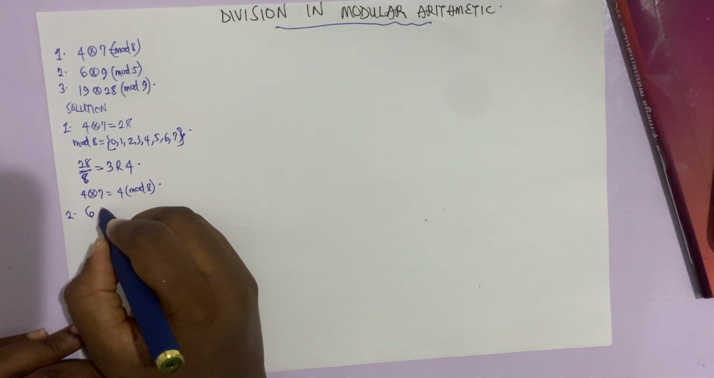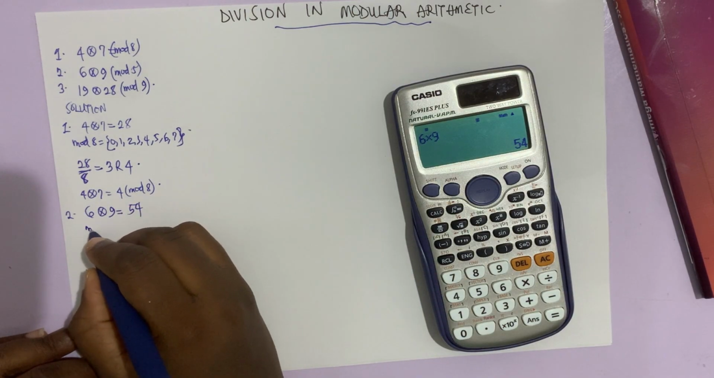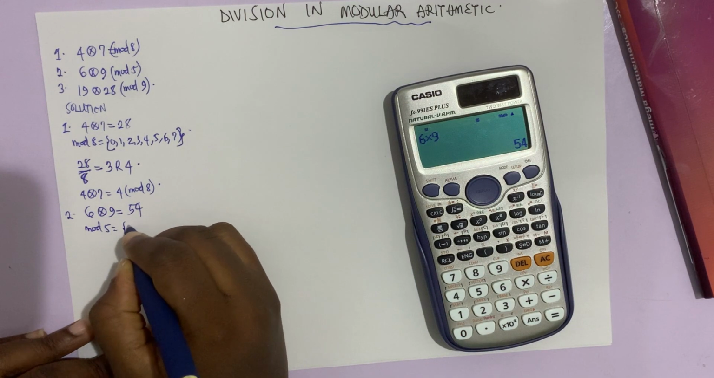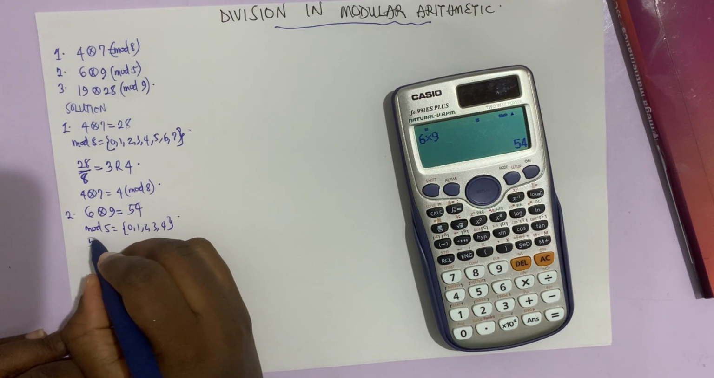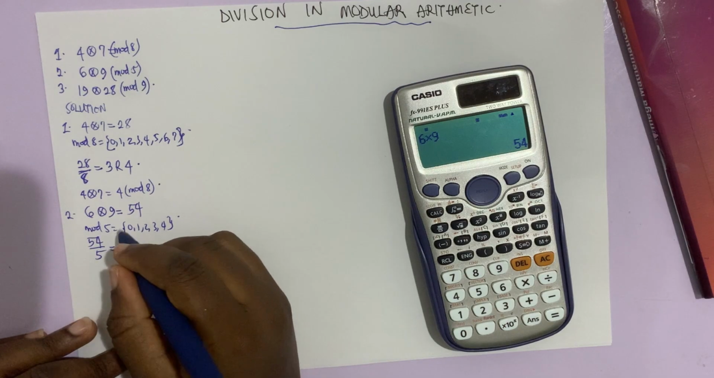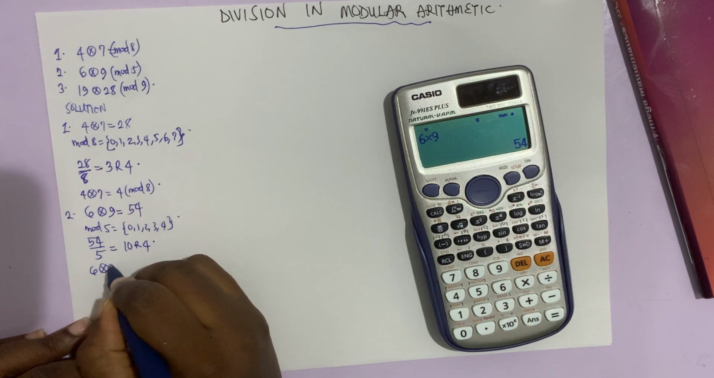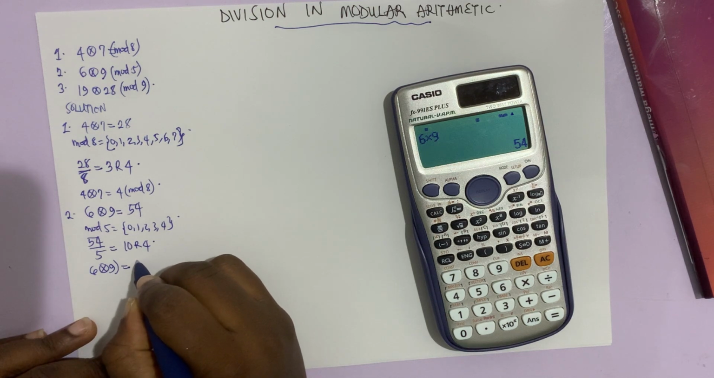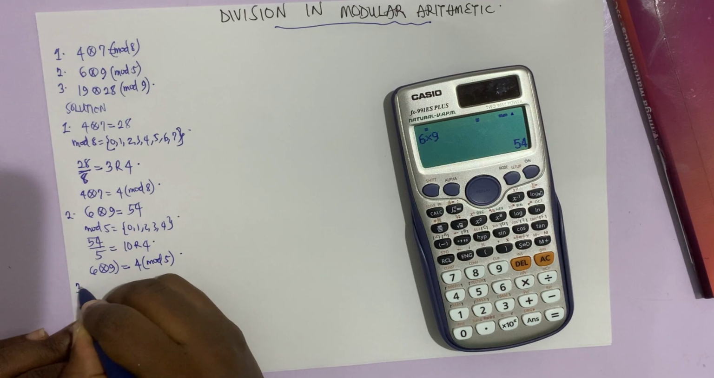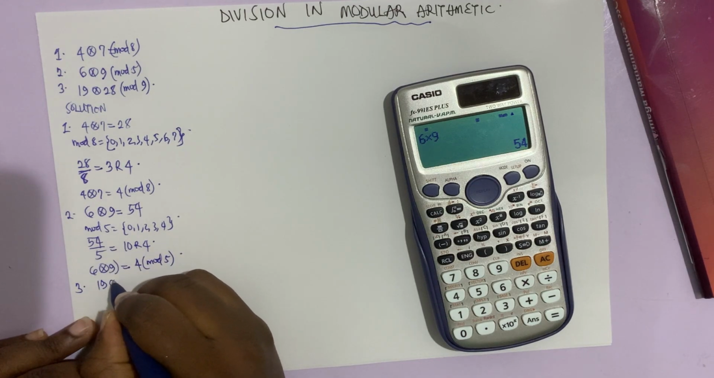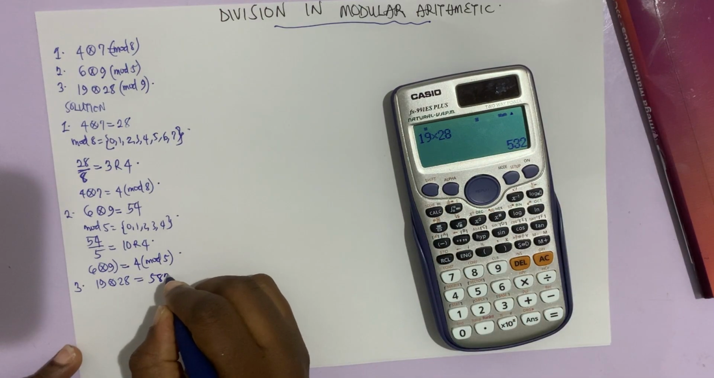Question 2. 6 times 9 will give us 54. In modulus 5, the valid residues are 0, 1, 2, 3, 4. So 54 in modulus 5 is 10 remainder 4. So 6 times 9 in modulus 5 is 4. And the final question, question 3, 19 times 28 would give us 532.